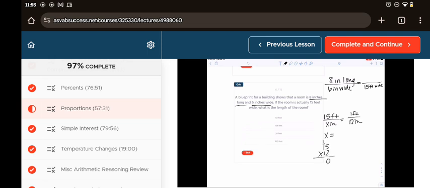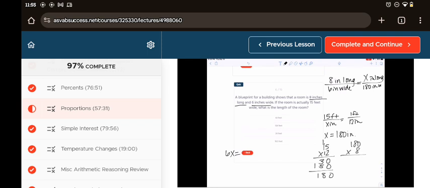2 times 5 is 10, carry the 1. 2 times 1 is 2, plus 1 is 3, placeholder 0. 1 times 5 is 5, 1 times 1 is 1, so 180. So X is 180 inches. So now I can convert this to 180 inches wide. And this is going to be X inches long. So let's cross multiply. 6 times X is 6X.